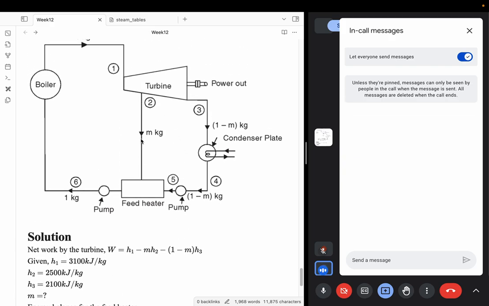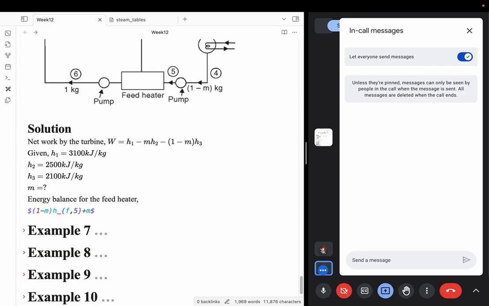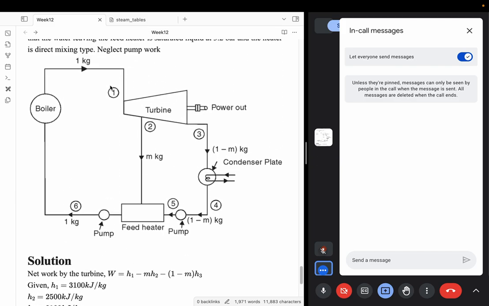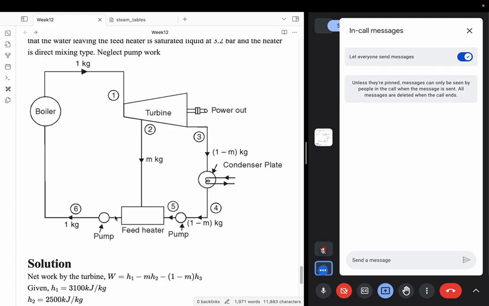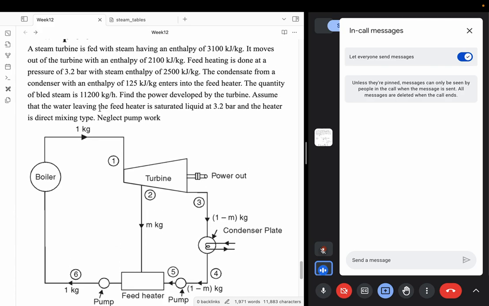The other input is coming from state 2. So that is mass m times h2, which should be equal to your outlet. The outlet will be 1 minus m plus m, that is 1 times the state here. What is the state here? It says that I assume that the water leaving the feed heater is saturated liquid at 3.2 bar, and it also says that the feed heating is done at a pressure of 3.2 bar with steam at enthalpy of 2500 kilojoule per kg, which means that state 2 is the same state that is maintained here.